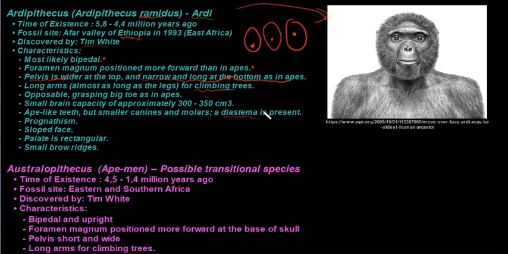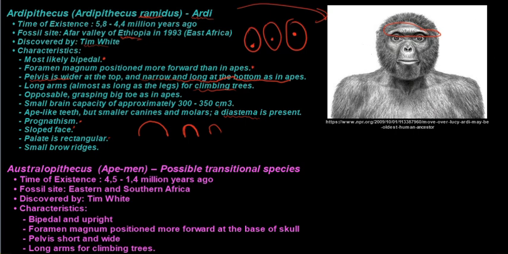The diastema was present, so that is that gap. I'm not going to draw it because it's going to be horrible, but it is the gap between the incisors and the canines. Remember from part 1, in humans that is completely absent. They had prognathism, it was present, so they had a sloped face. The palate was rectangular. In humans, remember, the palate is wide, and in the intermediate ones it almost has a U shape, while in the apes it was rectangular. They had small brow ridges, but you can see the brow ridges were present, so it was visible.